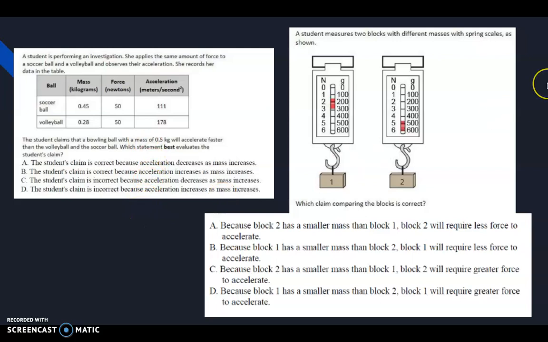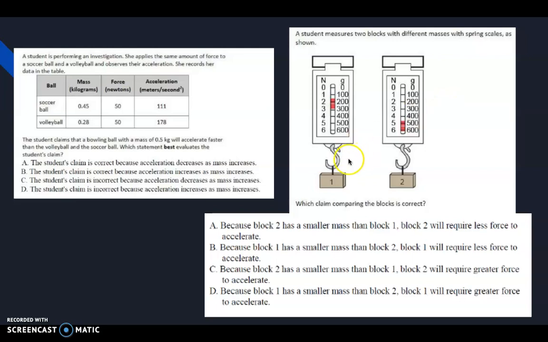Okay, now let's look at this diagram over here. These are spring scales, and what they do is you can attach an object to this hook, and when you pull it, it'll tell you how many newtons of force are required to move that object on that surface that it's on. And so the student measures two blocks with different masses, so they don't have the same mass, with spring scales as shown, okay?